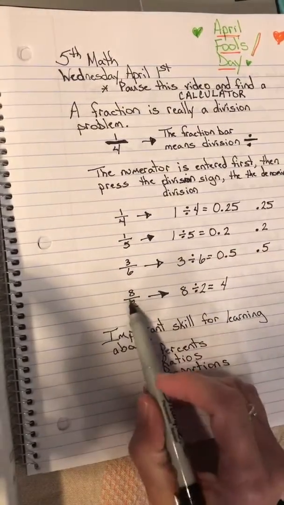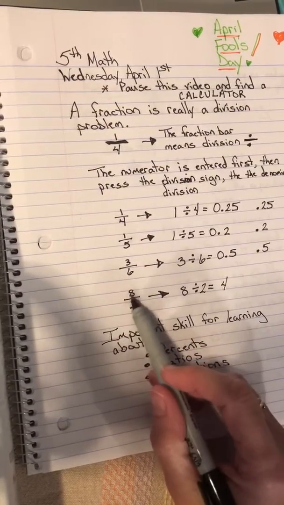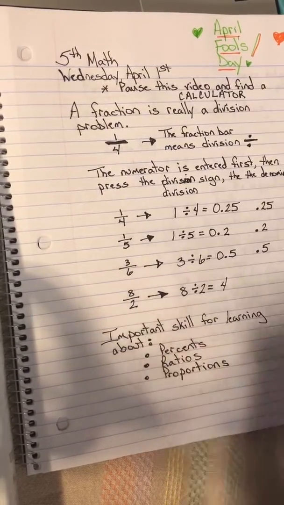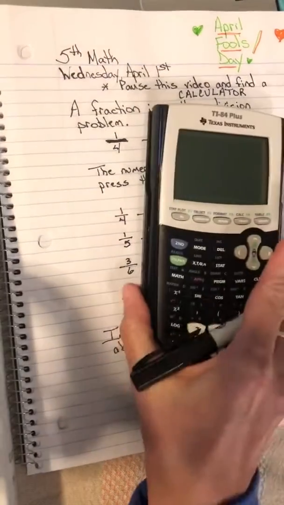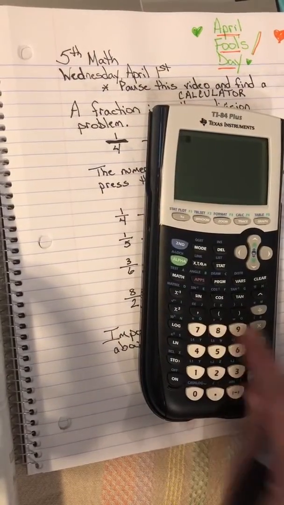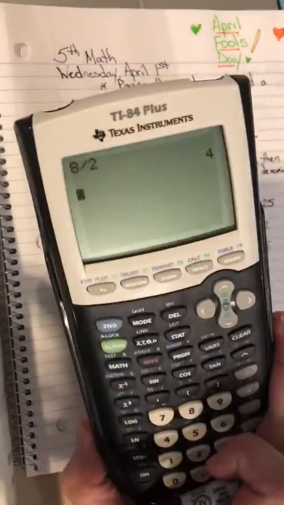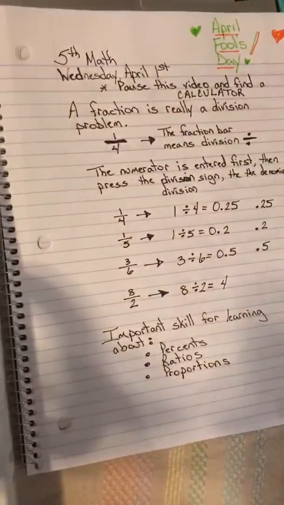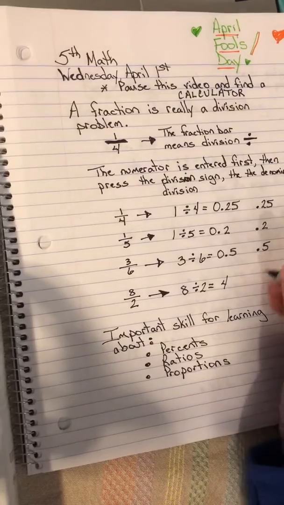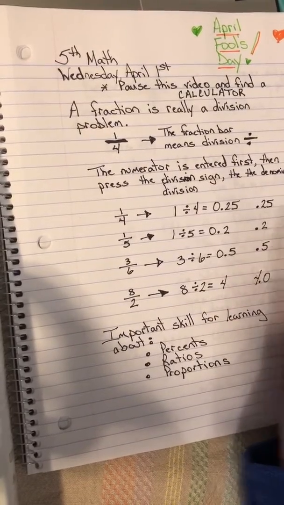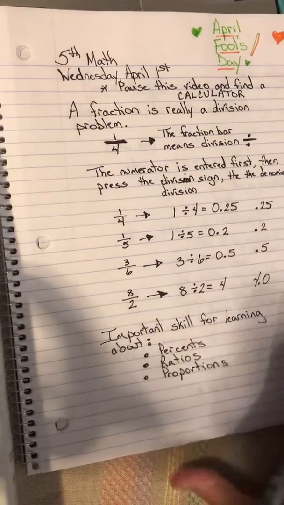We can have a fraction that's an improper fraction where the larger number is on top. You do it the same way. Put in 8 divided by 2, and you will get an answer of 4, or it could be written as 4.0.